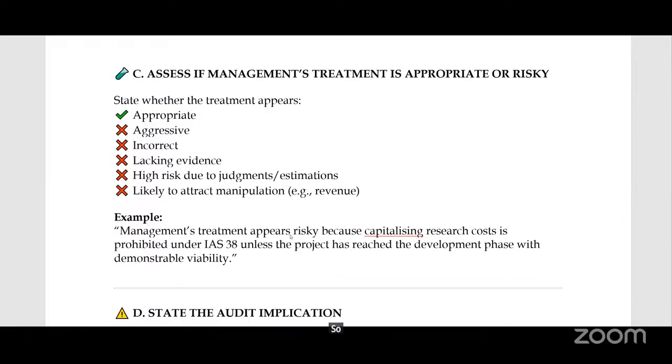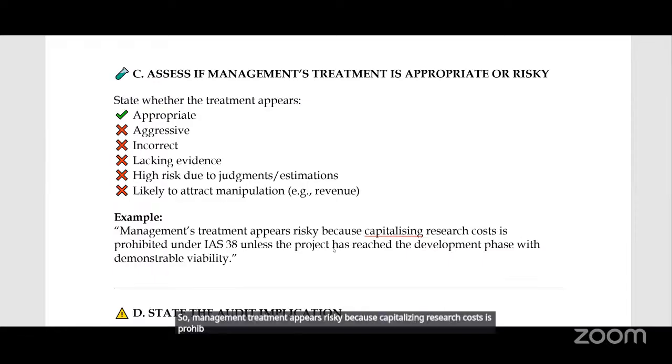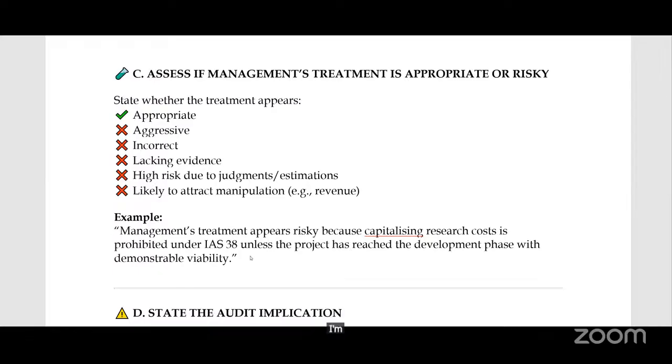So management treatment appears risky because capitalizing research costs is prohibited under IAS 38 unless the project has reached the development phase with demonstrable viability or there's technical feasibility. You see how this is. I'm also showing you how to present answers. That's the main reason why I am doing this. But I hope it's helping.